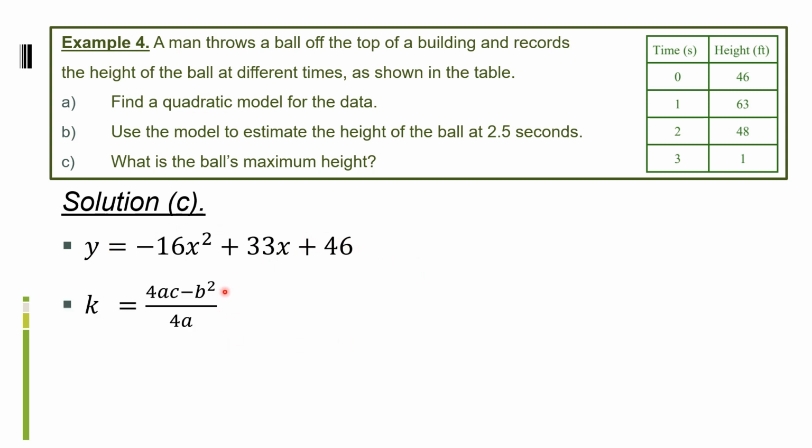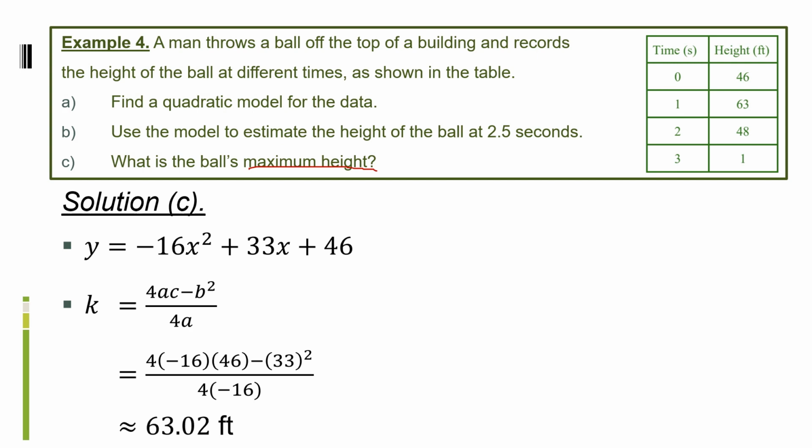And for letter C, since alam na natin yung ating quadratic model, then sabi ko nga kanina doon sa previous example natin, the maximum height is actually our k. And that is 4ac minus b squared over 4a, or that is 4 times negative 16 times 46 minus 33 squared over 4 times negative 16, or that is approximately equal to 63.02 feet.